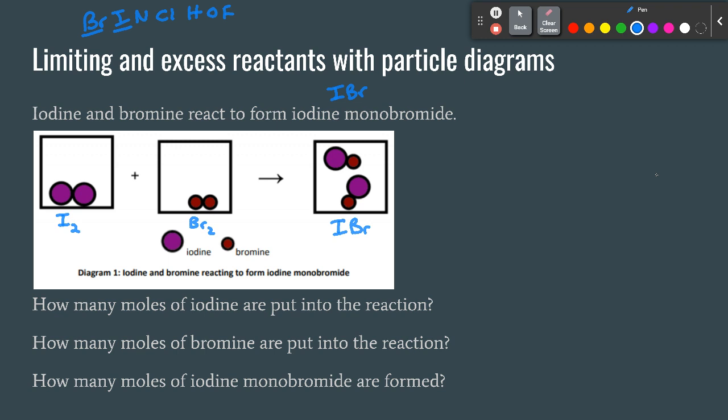So the total number of IBr molecules we made was 2. Here's one, and here's one. So we have 2 moles of IBr in this product. In this reaction, how many moles of iodine did we put in? This is a compound. Remember, it's a diatomic gas, so those two are together. How many of those did we put into the reaction? Go ahead and give me an answer.